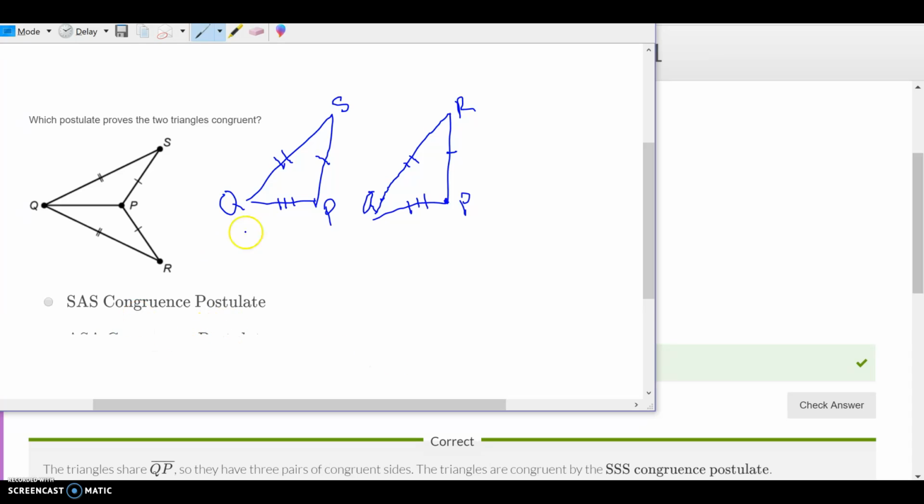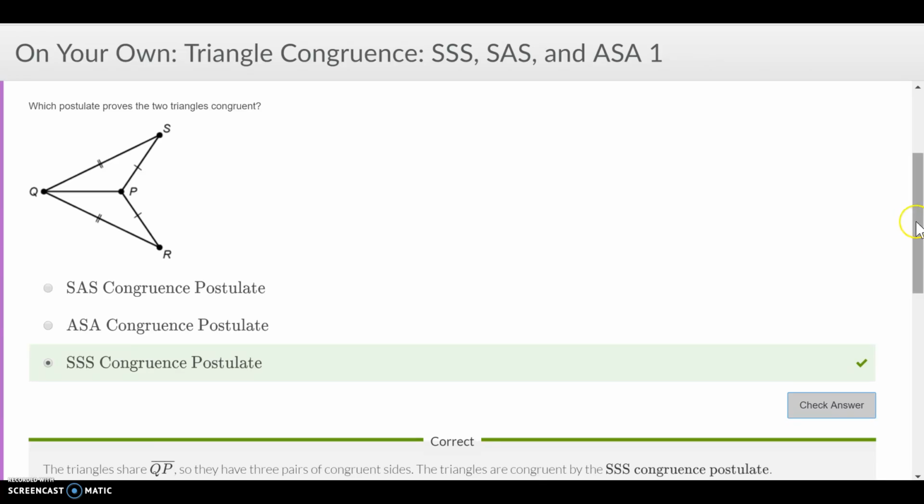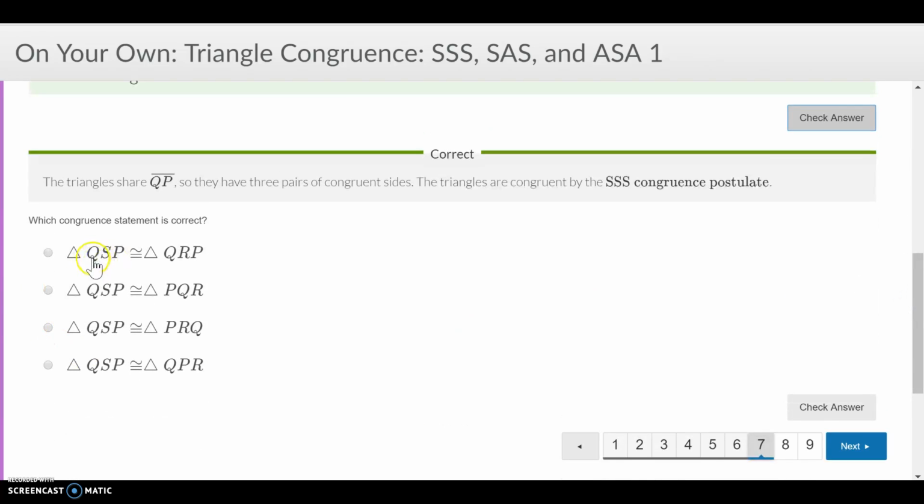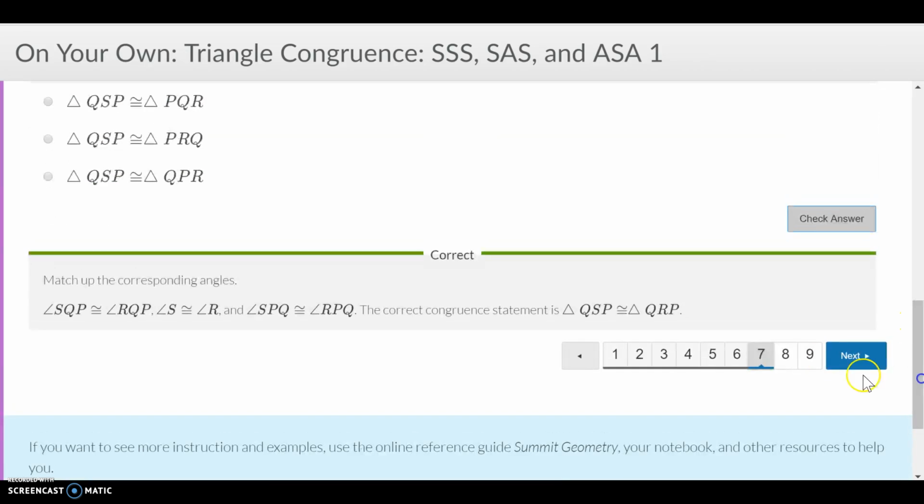Alright, so here Q corresponds to Q, P to P, S to R. So Q to Q, P to P, S to R. It's this one, I think. There we go.